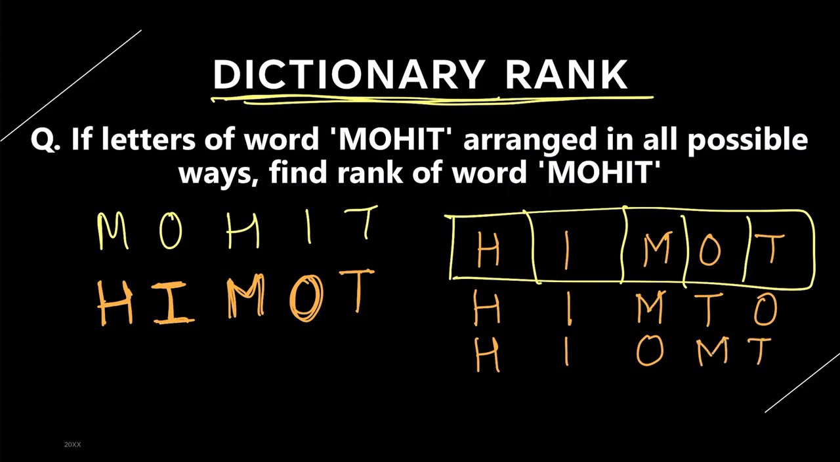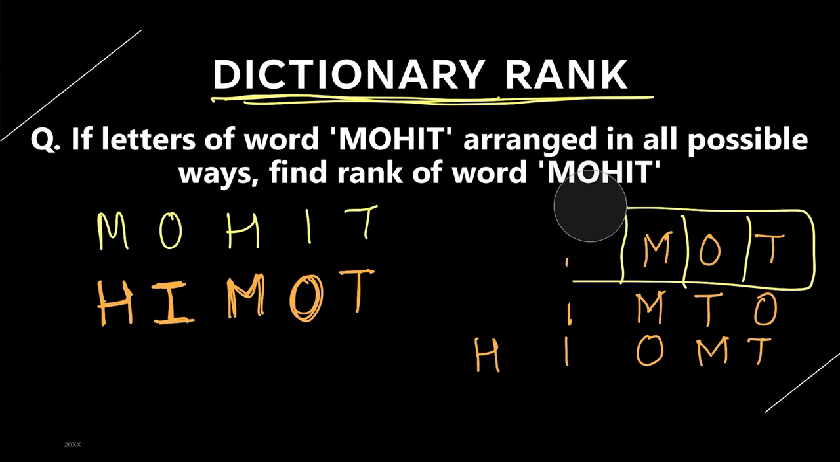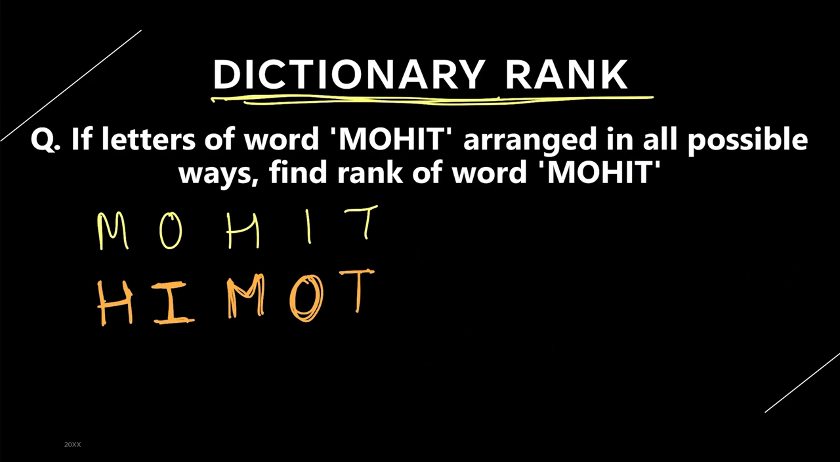So there is always a dictionary rank of the words. Dictionary rank means the first letter is considered first, alphabetically in ascending order, then the second letter, then the third letter, and so on, right? So Himot will come first and Mohit will come after. Why? Because the first letter is H for one and M for the other. So Himot will be first in the dictionary. Then all the words starting with I will come in. Then M will start.